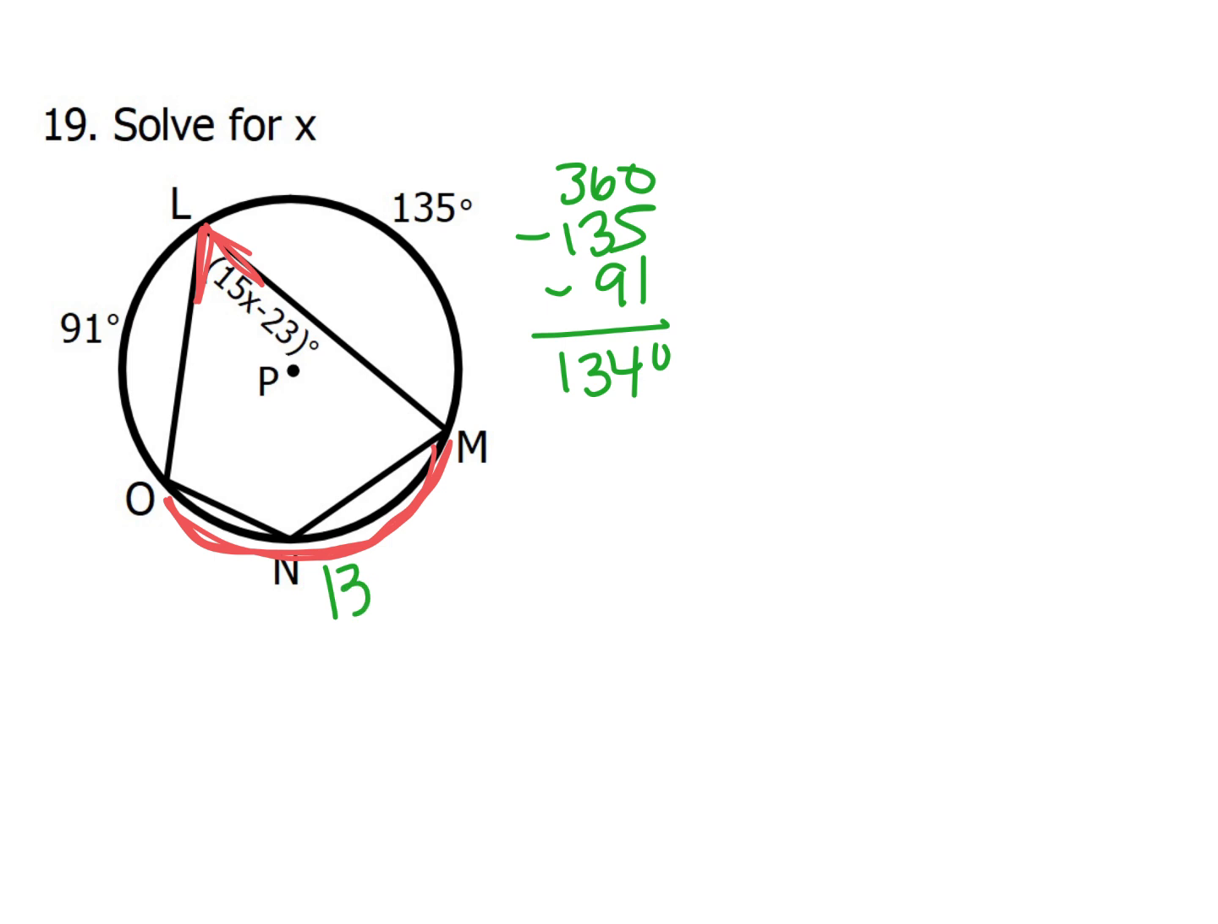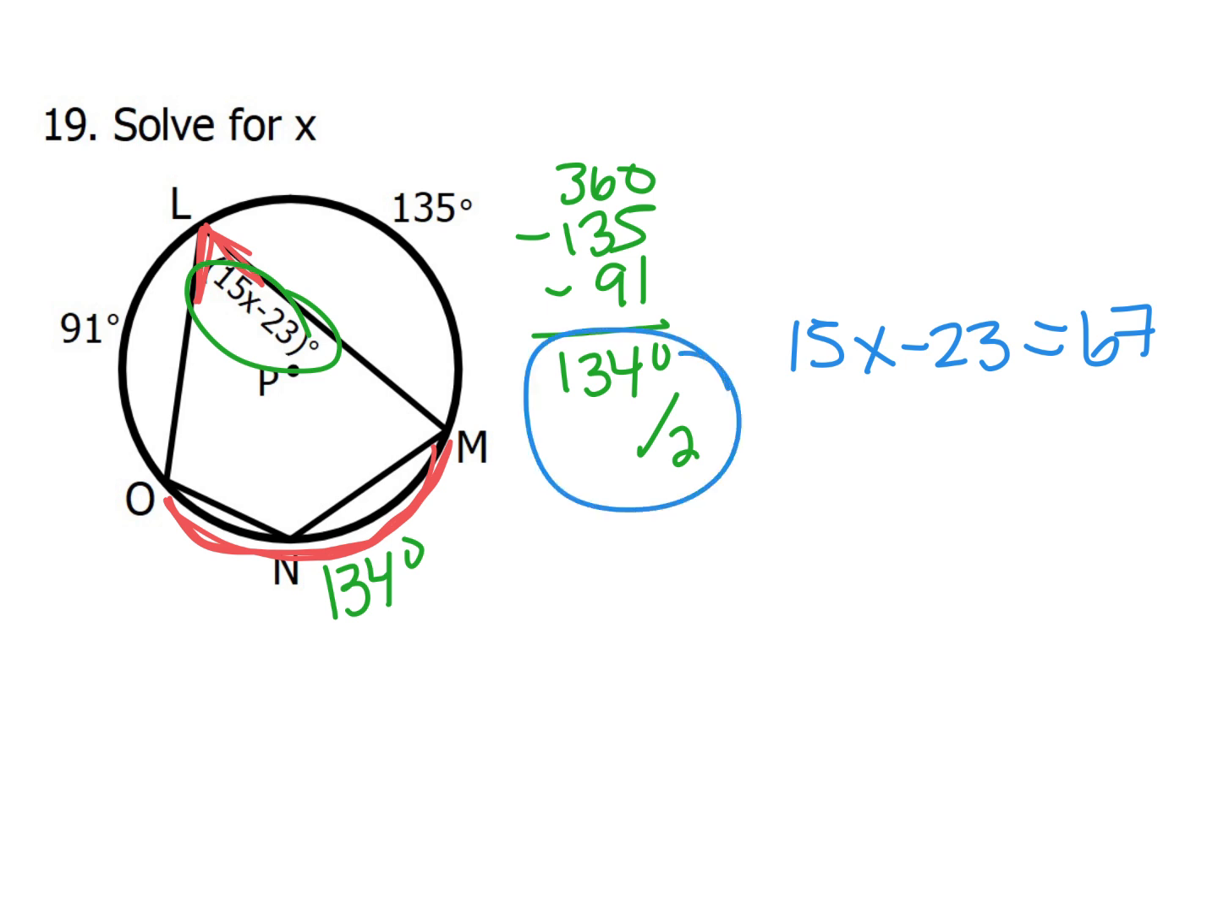So that's the measure of this arc out here, which when I divide by 2, means that in the inscribed angle, 15x minus 23 is going to equal 67. Again, the 67 is from taking the 134 and dividing by 2. So when I solve this, add 23 to both sides, I get 90, x equals 6, just like in the last one. So just a different way to do it. This one uses the inscribed angle relationship with its intercepted arc and doesn't address the quadrilateral at all.